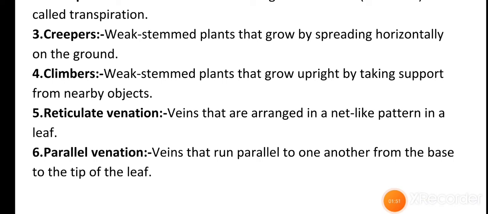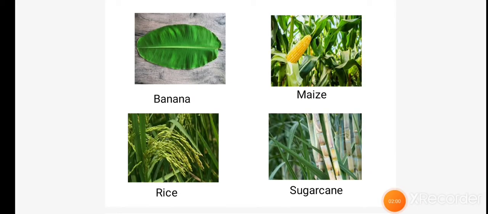Sixth, parallel venation. Venations that run parallel to one another from the base to the tip of the leaf. Some examples of leaf having parallel venation are banana leaf, maize, leaf of rice plant and sugarcane.